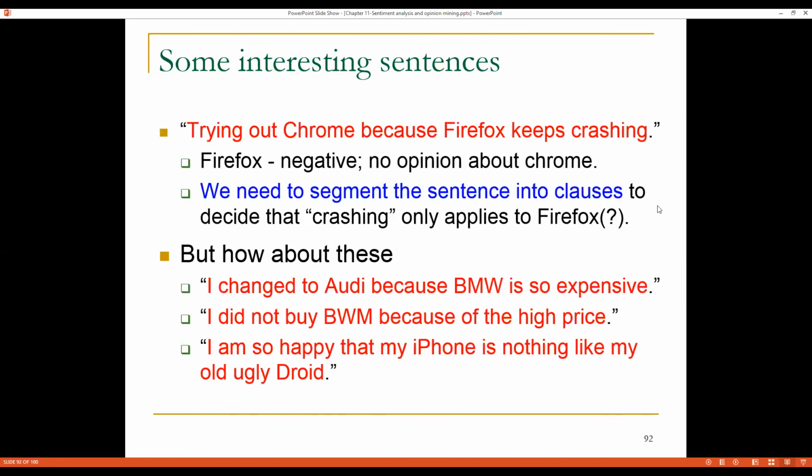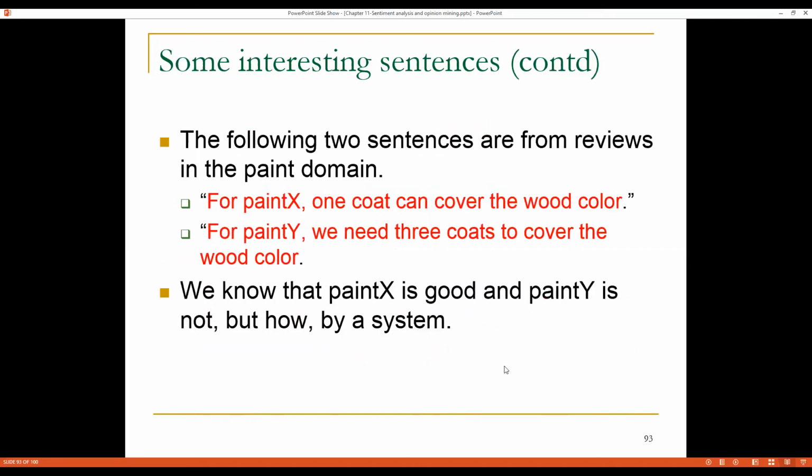So, some interesting sentences. These are the ones that the computer will have a hard time designating. Try out Chrome because Firefox keeps crashing. We need to segment the sentence into clauses to decide that crashing only applies to Firefox. But what about these? I changed to Audi because BMW is so expensive. I'm so happy that my iPhone is nothing like my old ugly Droid.